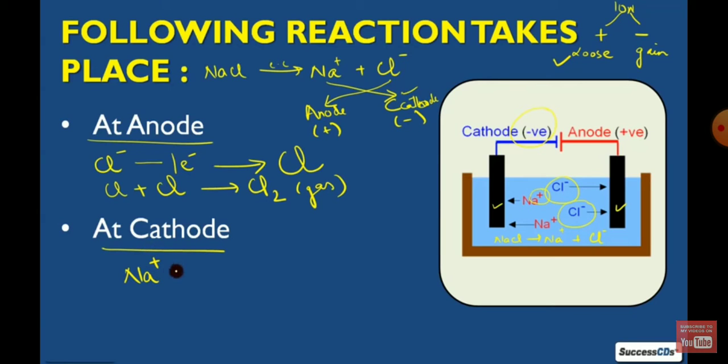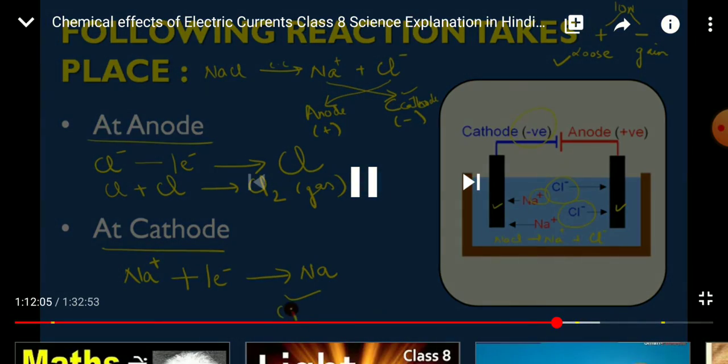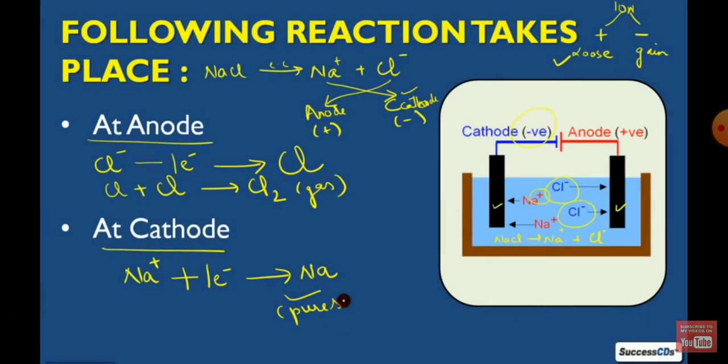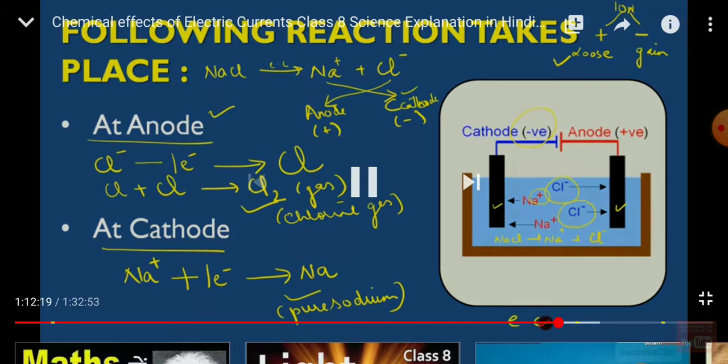As you can see here, that chloride, Cl negative, will combine with Cl and it will produce the chlorine gas, and on the cathode Na will take the electron and it will form what? It will form the sodium. So here you can see it is in pure form. At the cathode sodium is pure, and at the anode chlorine gas will liberate.